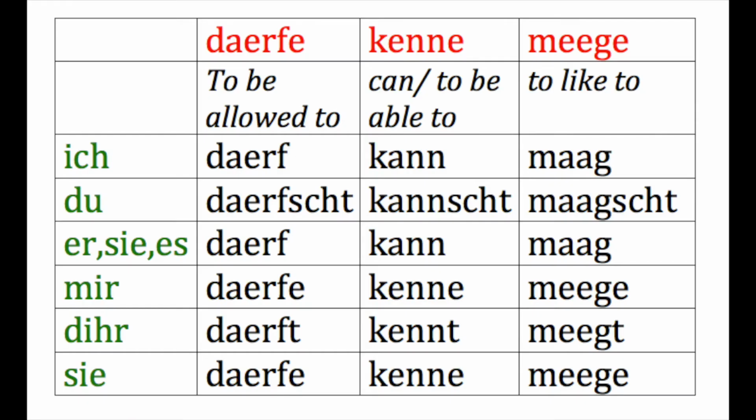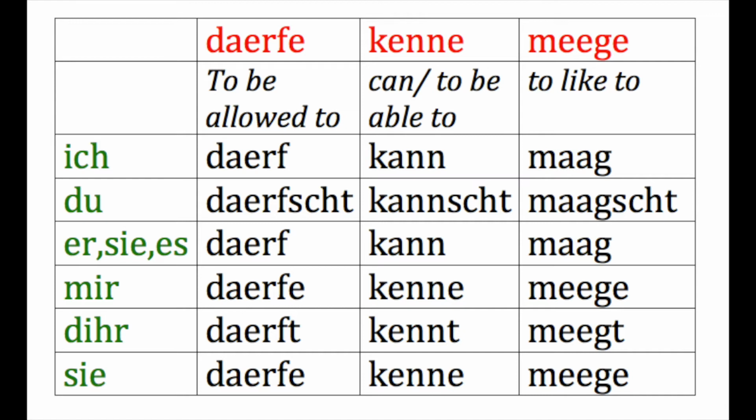So here are the first three modals that I want to deal with in this video, and we'll deal with three more in our next video. The red across the top here are the three modals. Darf, which means to be allowed to. Kenne, which means can or to be able to. And mege, which means to like to.